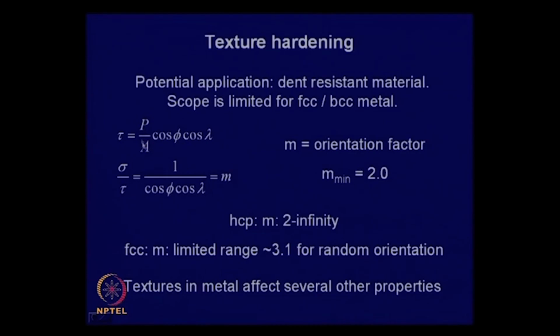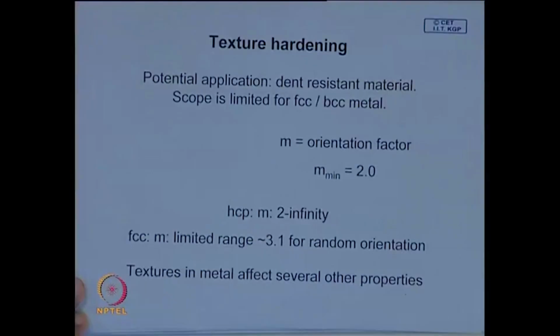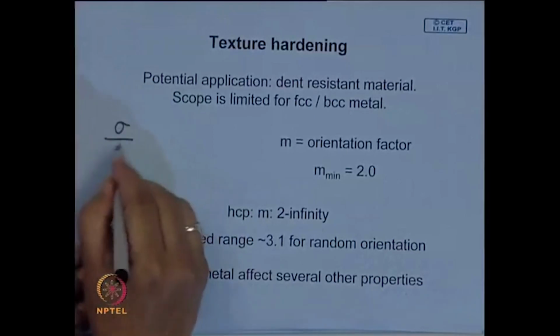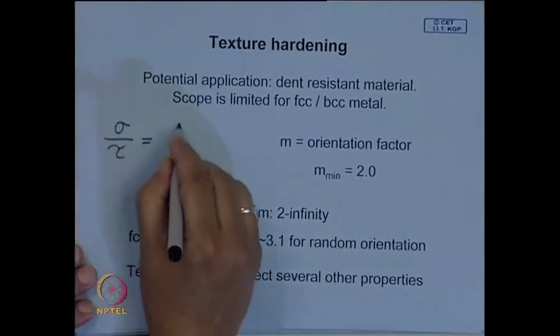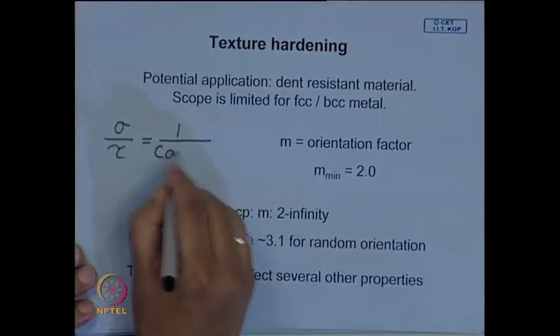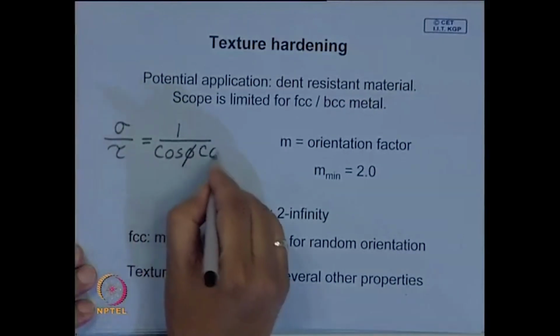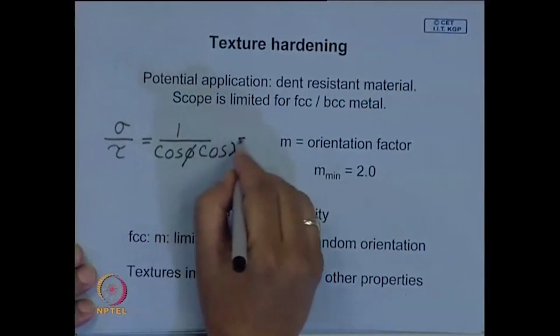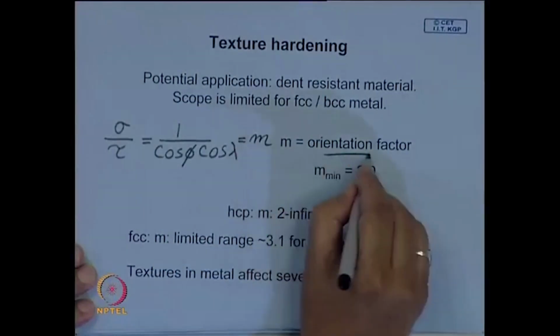So, this is the tensile load that you apply to the test specimen, this is the shear stress on the specific slip plane, and this is the orientation factor. Cos phi cos lambda is the orientation factor. So, in a way you can say that the ratio of tensile stress over shear stress is equal to 1 over cos phi cos lambda. We call this m, the orientation factor.